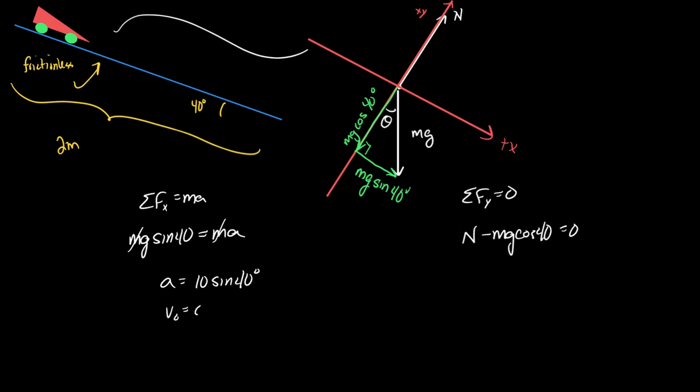Initial velocity is 0. Displacement 2 meters. Find the final velocity. That's it. All right, Nate, that was number 5. Is that good for you?